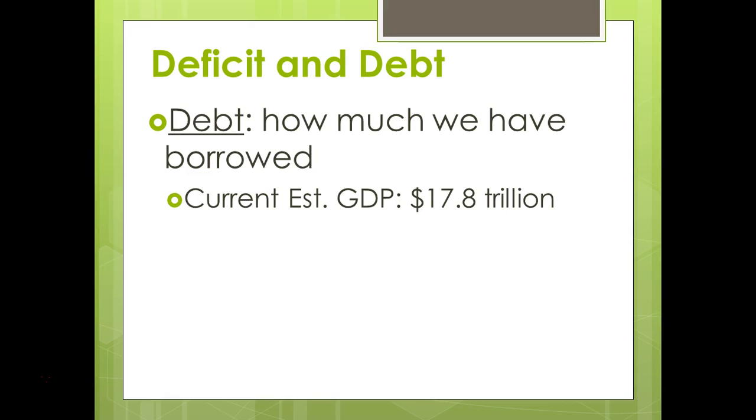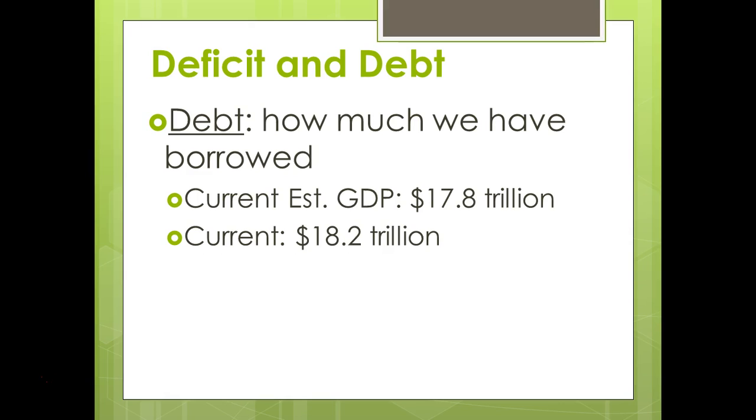So again, our current GDP is about 17.8 trillion. I think I said 17.4 earlier. It depends on how it is estimated. But our current debt is over $18 trillion. So we have borrowed more money as a country than we make in a year.